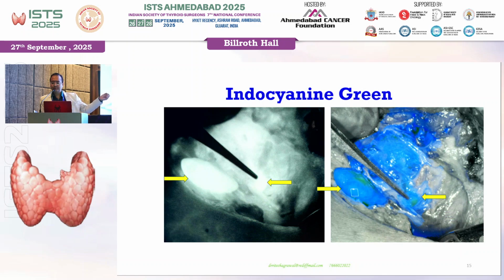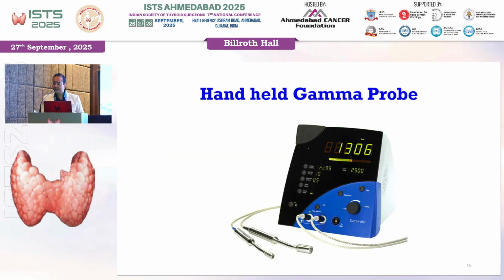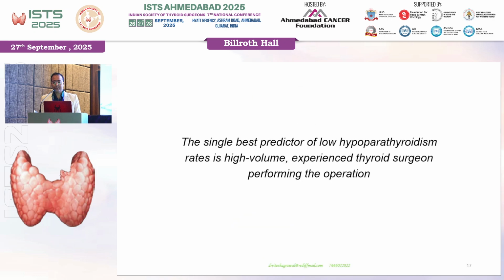Indocyanine green dye. This patient had concordant imaging. The bigger one, the yellow arrow, was concordant on sestamibi 4D and sonography, parathyroid adenoma. But when we put the indocyanine green, there were two foci. One was the larger one, another was the upper superior one, and we removed both. Both were proven to be hyperplasia on histopathology. A handheld gamma probe is sometimes useful in recurrent surgeries, especially when the parathyroids are enlarged. But the single best predictor of low hypoparathyroidism rates is a high volume, experienced thyroid surgeon performing the operation.